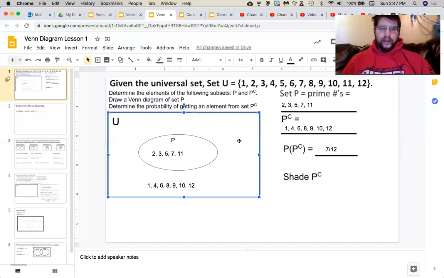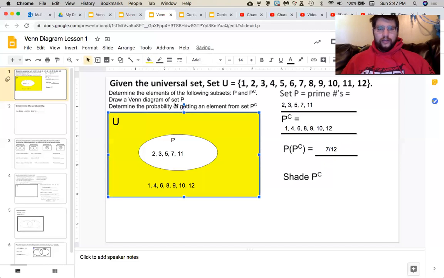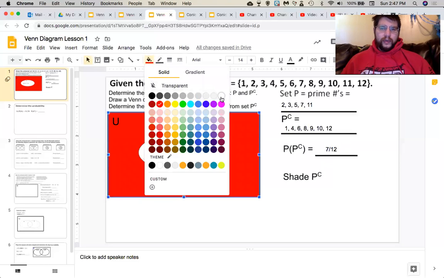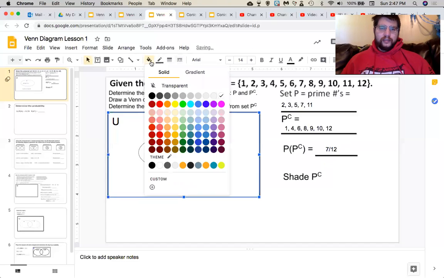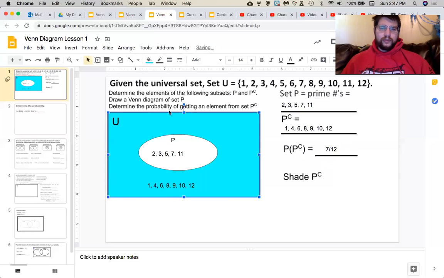So I'm going to click on the background here. Here's my bucket. And you can fill it with yellow, or if you like red better. Don't fill it with white, because then I can't tell what you shaded. Black, you could do that if you really wanted to, but yellow or red would be good, or blue. A light color that's easy to see where the boundaries are. So that's how you go about doing those. Not too terrible.